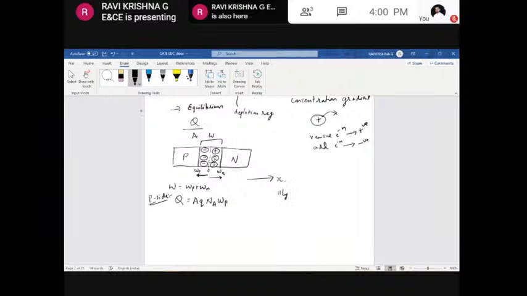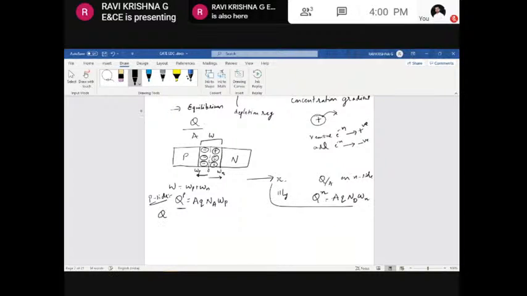Similarly, if they ask you to calculate the charge per unit area on the N side, they may ask like this also. On the N side, I will write the charge as QP and QN. The charge on the N side is the total junction area into the charge Q into, since we are considering the n-type material here, the donor atom concentration Nd into the depletion width value of Wn.